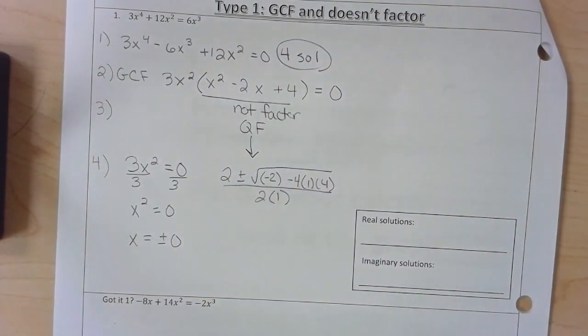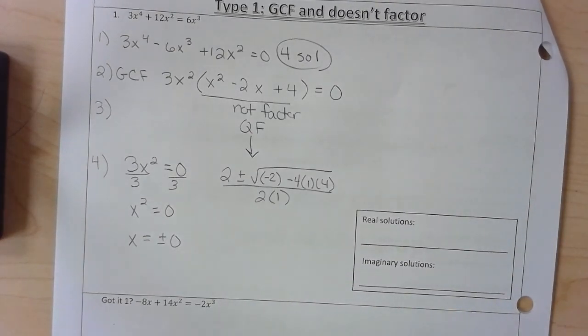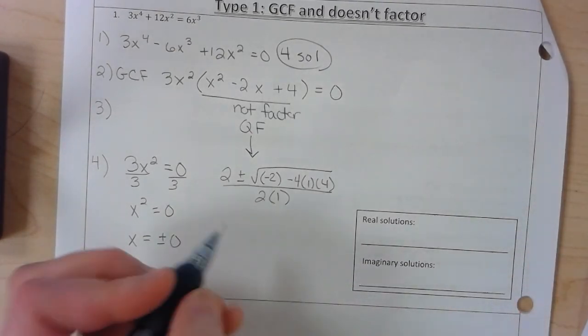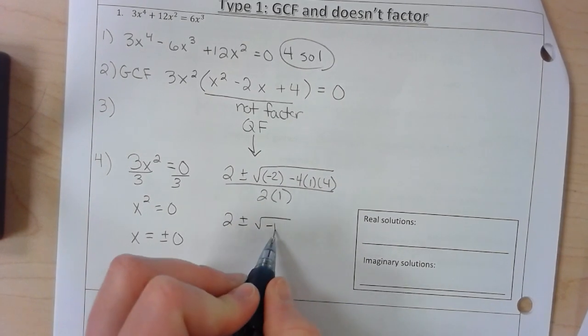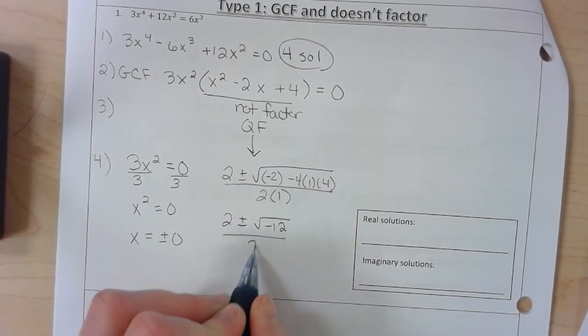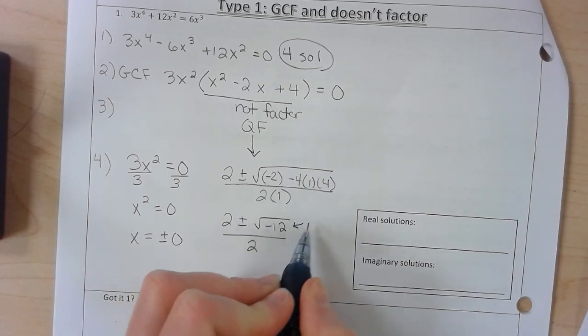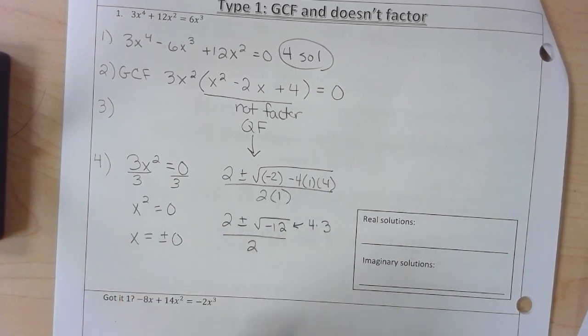And I already have the notes done, so you can plug that in your calculator. You should know how to do that. You get 2 plus or minus the square root of, that ends up being a negative 12 inside of there. And then you need to remember that 12 is 4 times 3, and 4 is a perfect square.